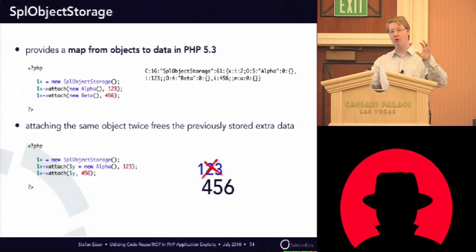So you can put objects into there and map some extra data to it. For example, you can put 1, 2, 3 as extra data for the alpha object, and you put 4, 5, 6 for the beta object as extra data. But what you can also do is put 2 different kinds of data for the same object. So this means you first put in 1, 2, 3, and then 4, 5, 6 for the same object. What will happen is that SPL object storage will delete the old value, in this case 1, 2, 3. So why could this be a problem?